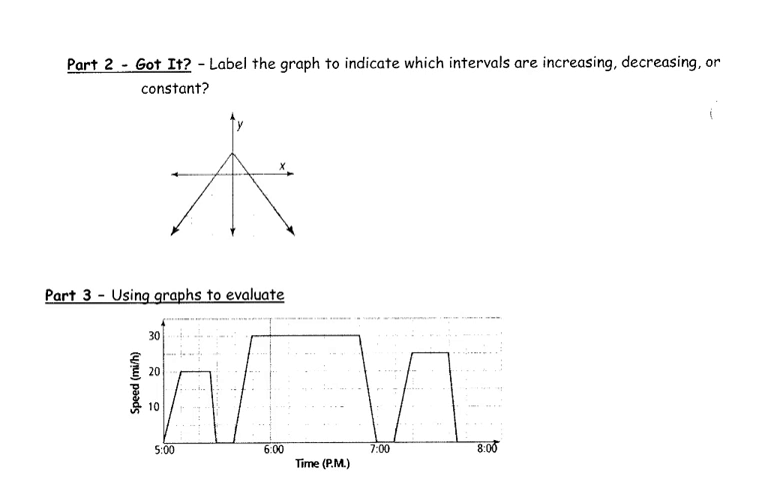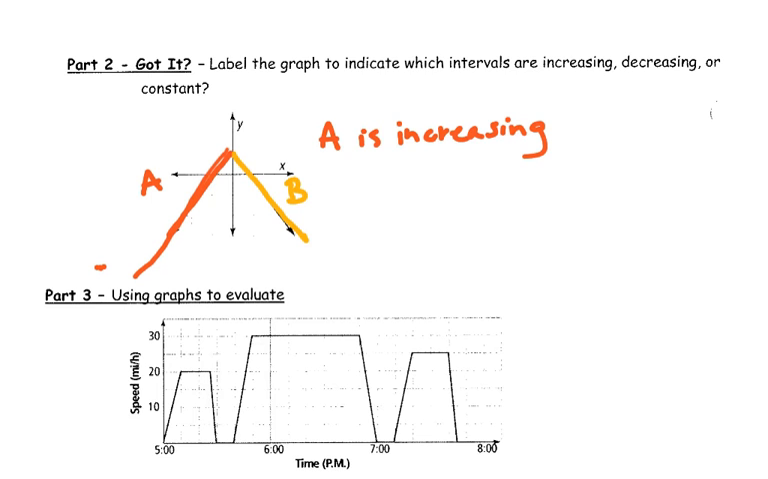In part 2, we're going to label the graph to indicate which intervals are increasing, decreasing, or constant. So again, let's name this part A, and let's name this part B. I will say that interval A is going uphill, so it's increasing. Remember, we're always reading a graph from left to right. So if you start on the left-hand side over here, it goes up until it hits 0. So it's increasing from negative infinity to 0.